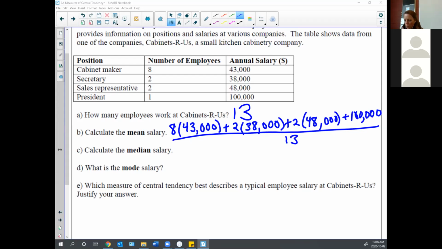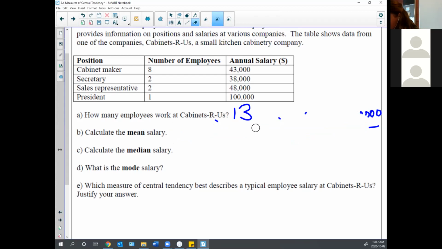Does anyone get a number? Yes, Maya, good. I got the same thing. 47,384.62. Okay, awesome. Okay, I'm gonna have to erase some of what I've written here so I can type it and put my answer in.